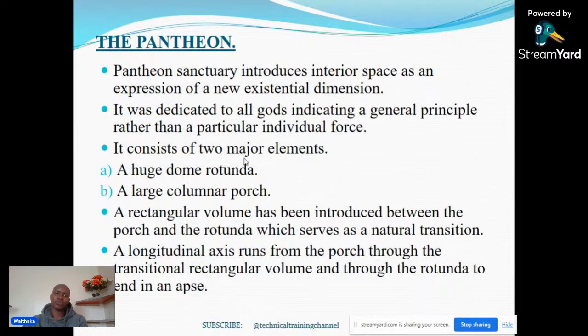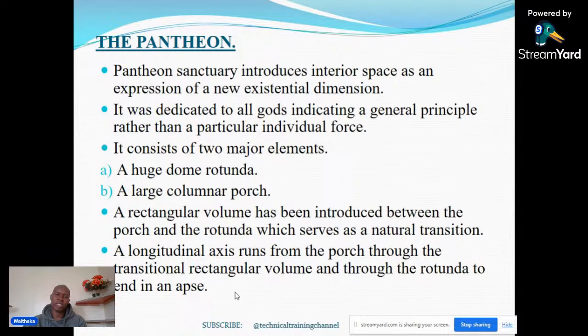So it consists of two major elements: a huge dome, which is referred to as rotunda, and a columnar porch. A rectangular volume has been introduced between the porch and the rotunda, which serves as a natural transition.